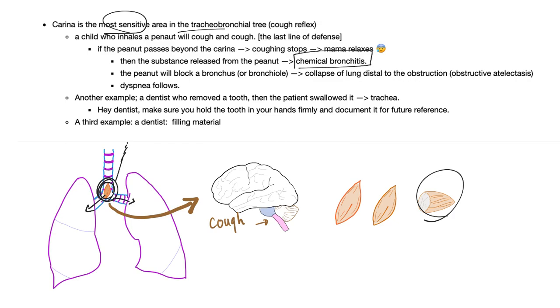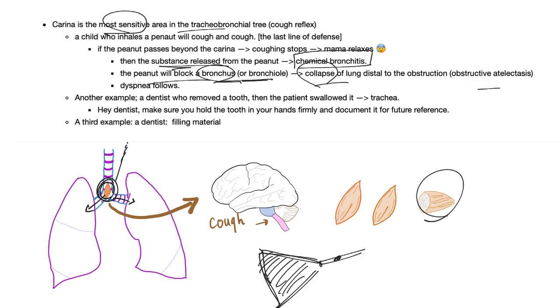Chemical bronchitis due to the substance released from the peanut. The peanut can block a bronchus or a bronchiole, leading to a collapse of the segment. Let's say that here's a segment, here's a bronchiole, and it's blocked by a peanut. The segment that's being fed by this bronchus will collapse, called obstructive atelectasis, and we'll explain this later. After mommy is smiling and happy, dyspnea will follow.